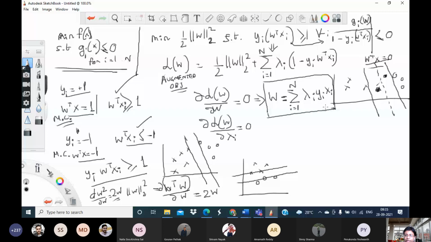The problem here is that I do not know lambda i. I know yi, which is present in my data set. I know xi, the feature vector, which is also present in my data set. I only do not know lambda i. Had I known lambda i, I would have been able to get w.